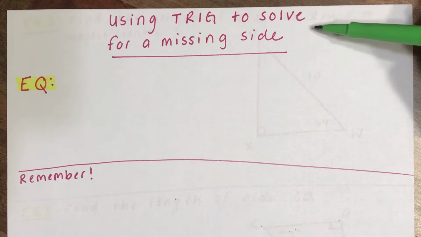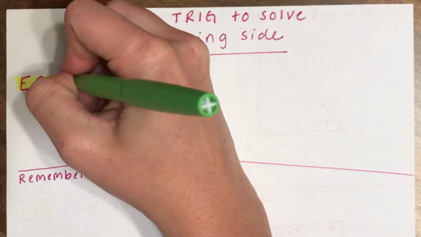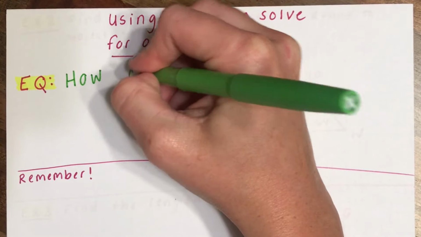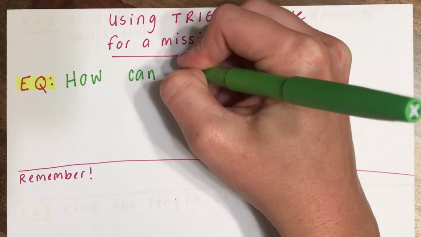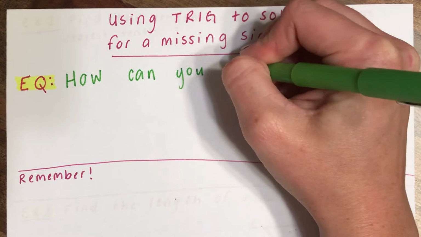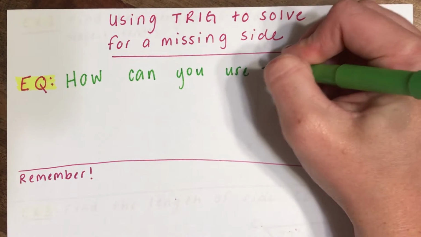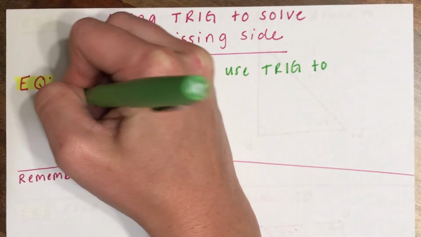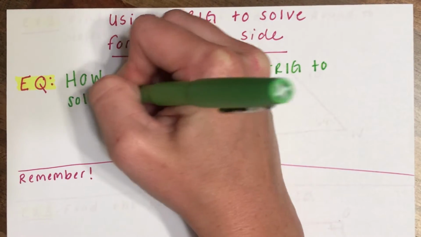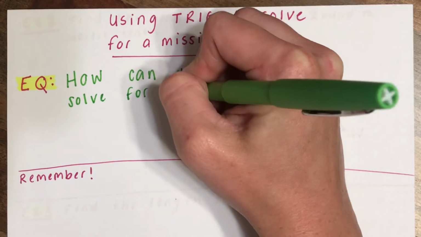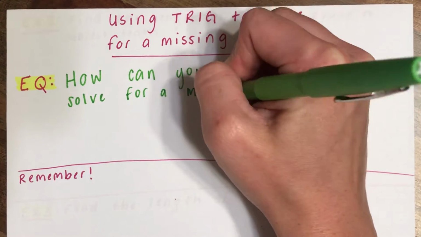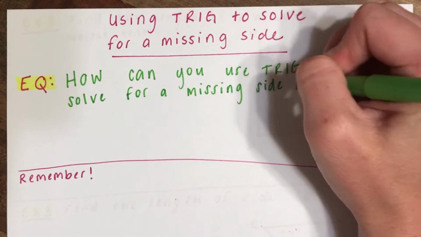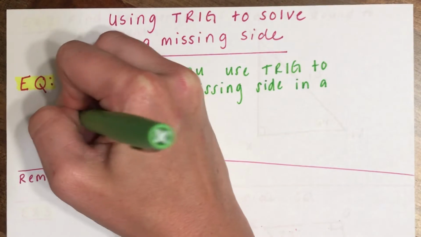All right, so today our essential question is, how can you use trig to solve for a missing side in a right triangle?